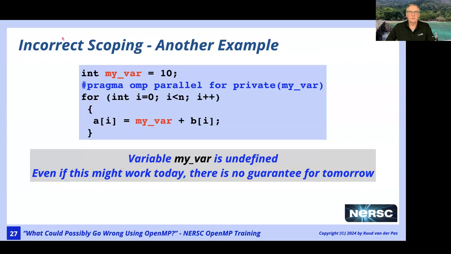If I would declare that variable, my var, to be private, so each thread has its own copy, I got a bug in my program, because although in the sequential version, my var is initialized to 10, when I go to OpenMP, I lose that. Private variables are undefined on entry and exit. So even if it might work today, it won't work tomorrow. So this is a classical case. You know, people forget that that variable is not initialized.